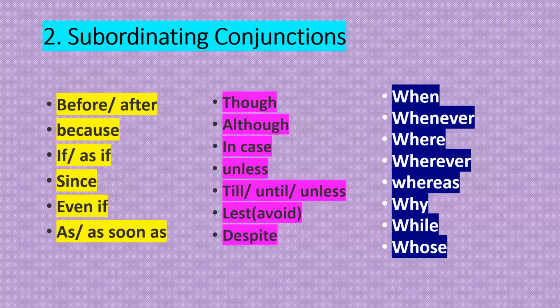A conjunction does not have to appear in the middle of a sentence. It can also appear in the beginning of a sentence. Let's take a look at the different conjunctions here.